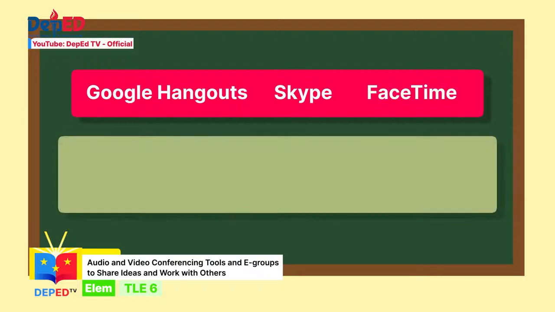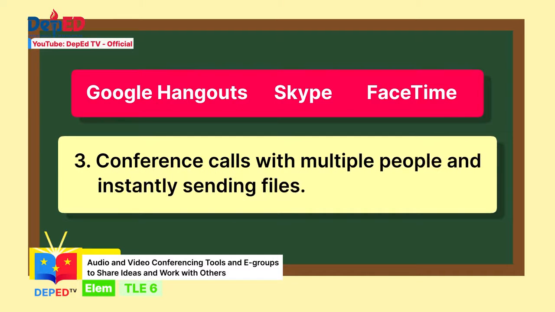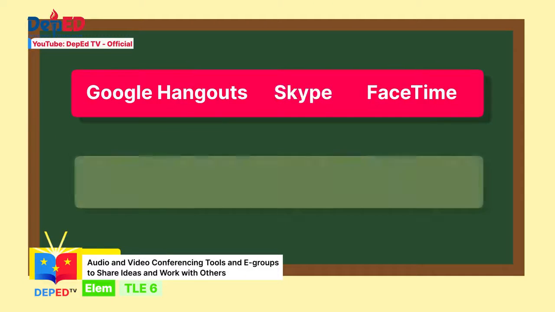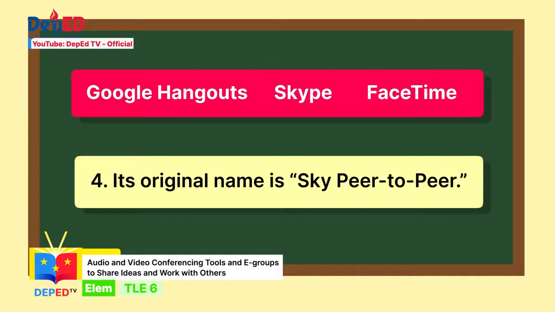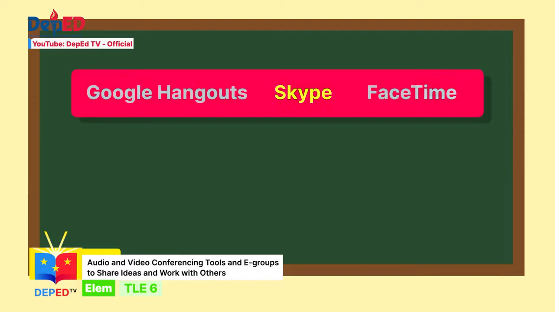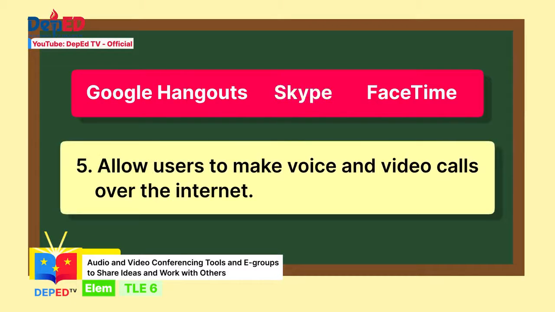Number 3. Conference calls with multiple people and instantly sending files. And the correct answer is Skype. Number 4. Its original name is Skype Peer-to-Peer. And the correct answer is Skype. Number 5. Allow users to make voice and video calls over the internet.